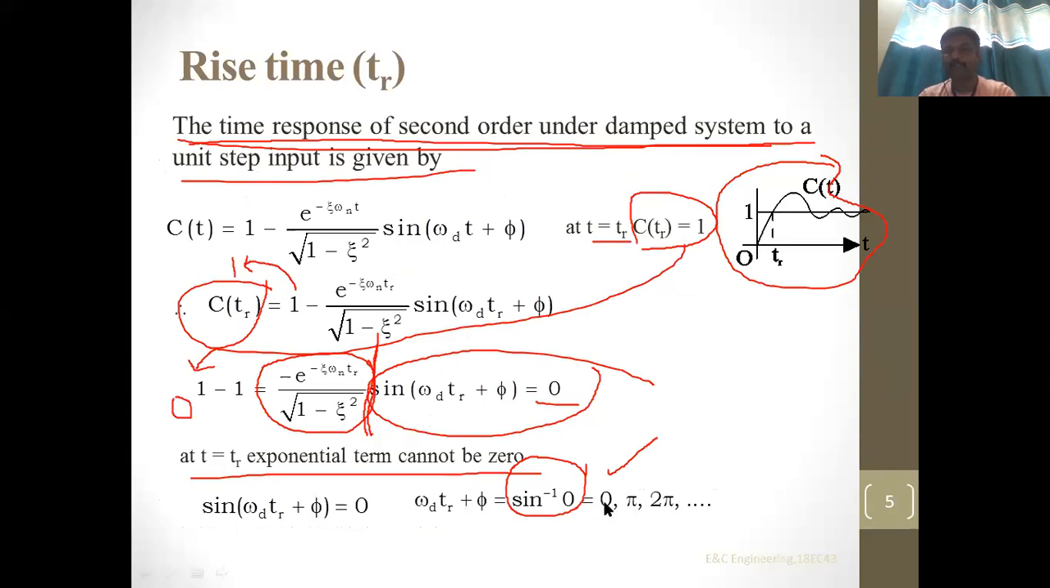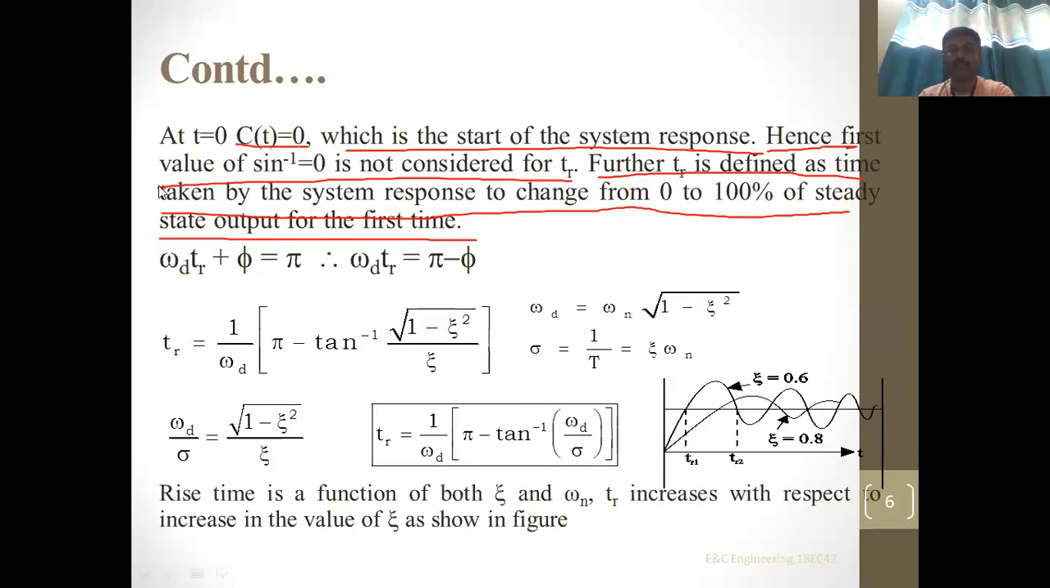Why can't I take this as zero value? Because at 0, strictly speaking, c of t is 0. Thereby, I can't take this. I need to take pi. Thereby, omega d tr plus phi is equal to pi, or omega d tr is equal to pi minus phi.